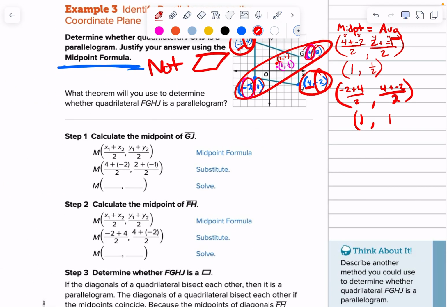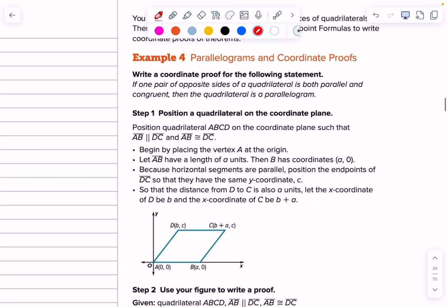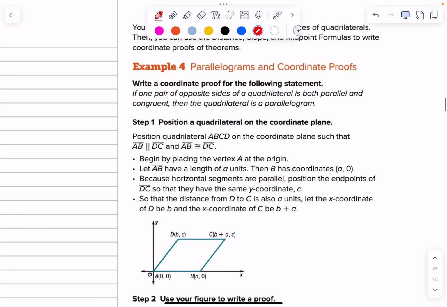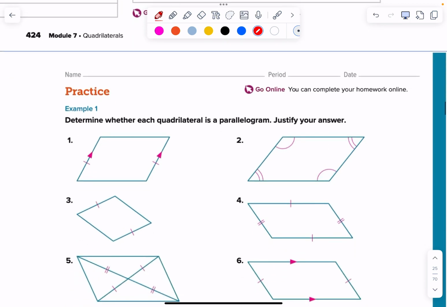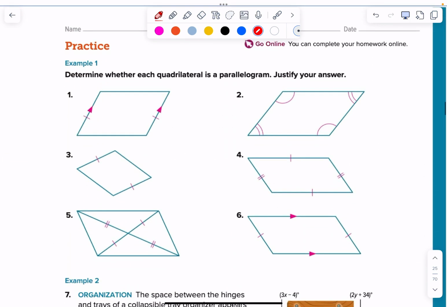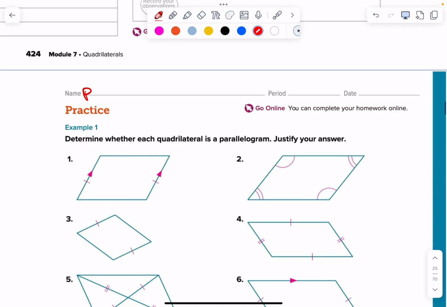Is that it? Oh, wait a second. We're going to skip example 4, and that's all. That's it. You have for homework, page 425.